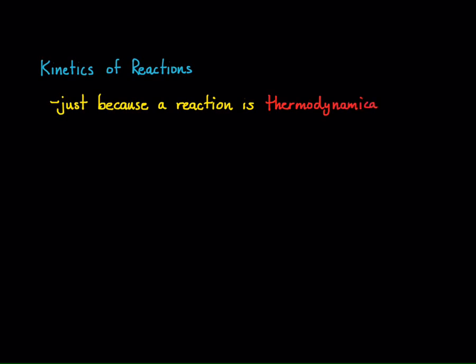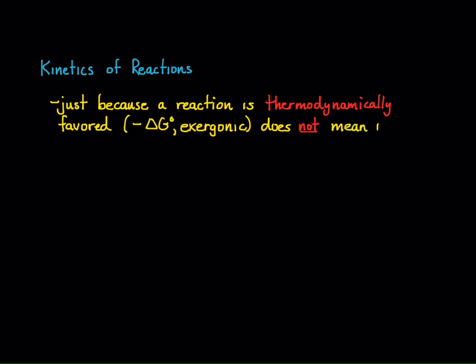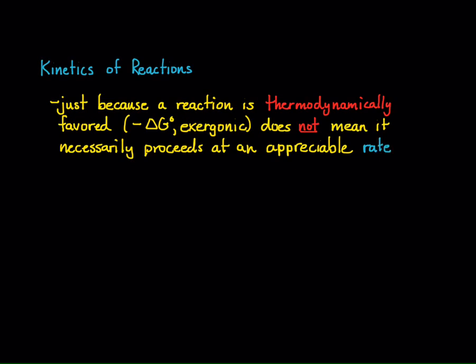Okay? So now let's take a look at how kinetics plays a part in a reaction. One thing to understand is that just because a reaction is thermodynamically favored, when we say that delta G is exergonic, a negative value, that does not necessarily mean that it proceeds at an appreciable rate. So something that might be thermodynamically favored can still be very slow.